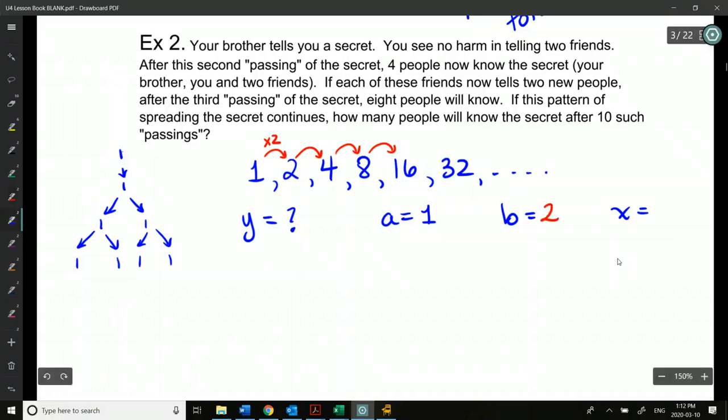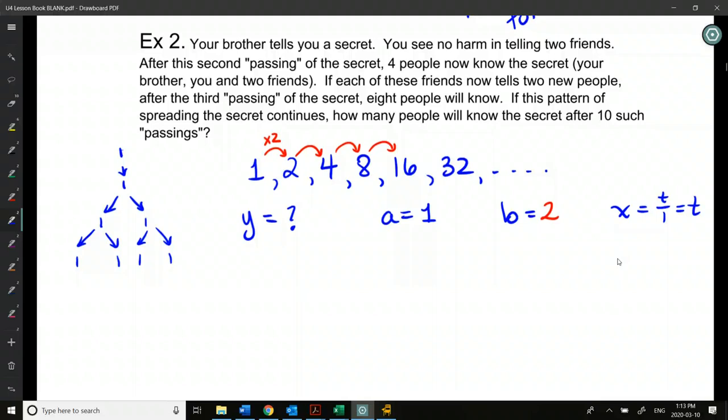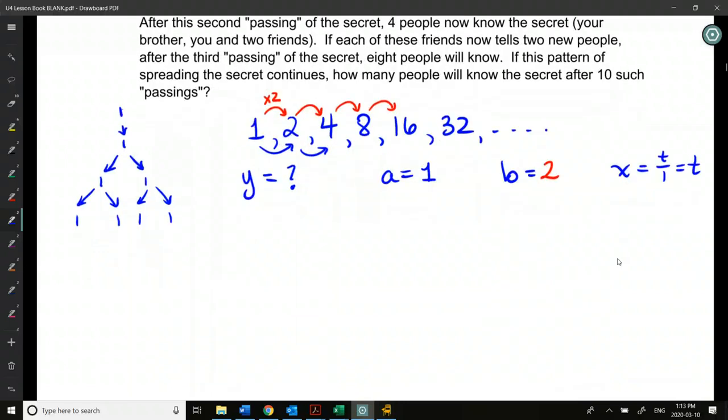B is 2, yes. Okay, x is essentially just going to be the number of passings. So every 1 passing, there's going to be double the amount of people that know the next time. So this would be technically like total time that has passed or total number of passings over 1, because each passing, the total number of people are growing by a factor of 2. So x here really is just equal to t. Or you can just leave x as x for this one. T over 1, sorry. So this is every 1 passing. After each 1 single passing of the secret, or at each level, it's doubling the amount of people that know. Is it 10 then? So we're going to put that in for the total number of passings, yes.